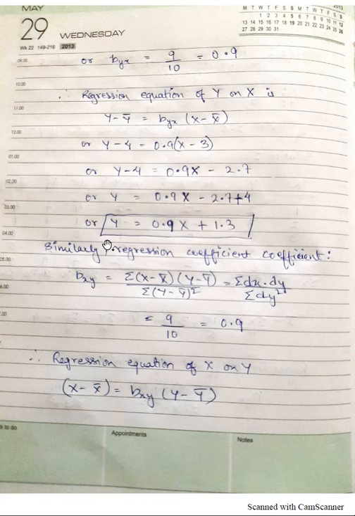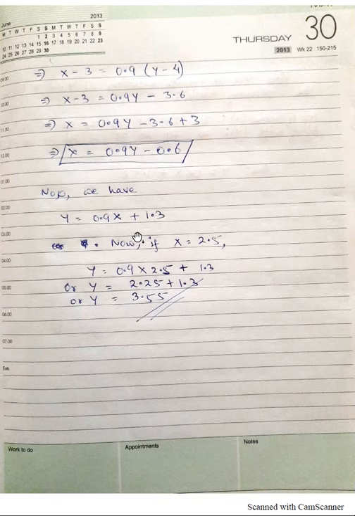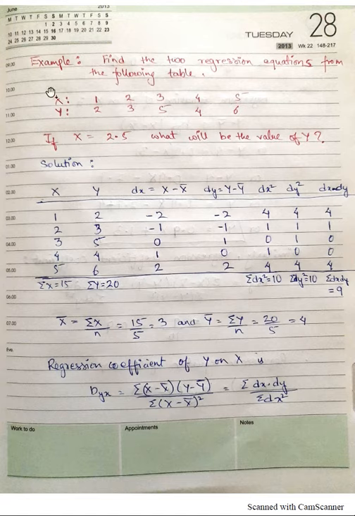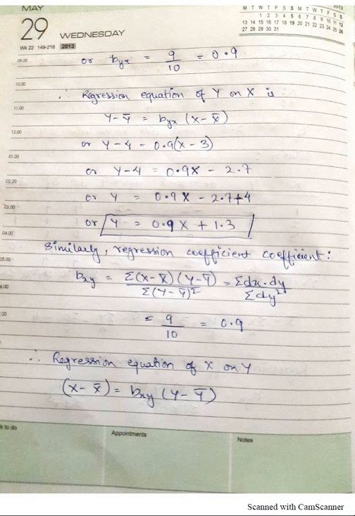So if we need to estimate any value of y for a given value of x, we can use this formula, and if we need to estimate any value of x for a given value of y, we can use this formula. So in the question we are given, if x is equal to 2.5, what will be the value of y? So we are given a value of x for which we have to estimate the value of y.